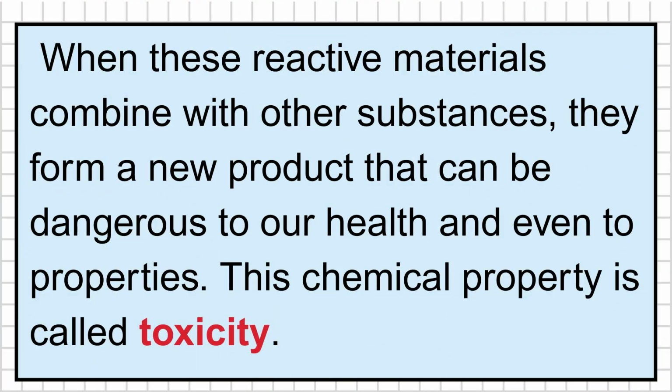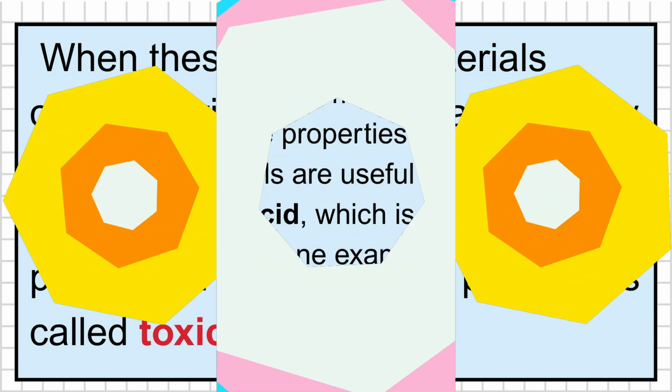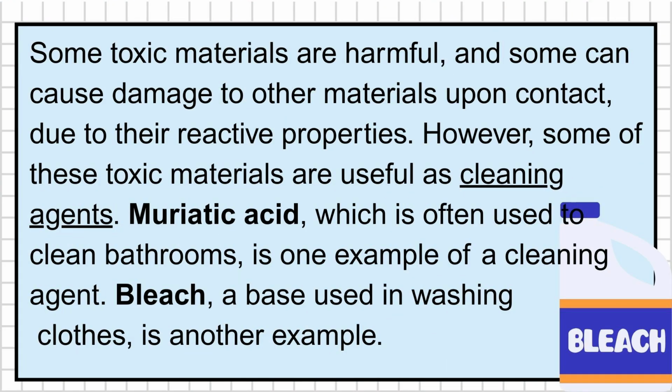When these reactive materials combine with other substances, they form a new product that can be dangerous to our health and even to properties. This chemical property is called toxicity. Some toxic materials are harmful, and some can cause damage to other materials upon contact, due to their reactive properties. However, some of these toxic materials are useful as cleaning agents.